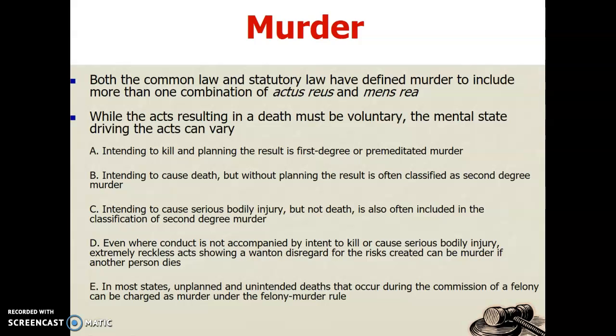In most states, unplanned or unintended deaths that occur during the commission of a felony can be charged under the felony murder rule. This is an important part. I do want you to hold on to the felony murder rule because you will see that come back up again. But essentially what that means is that you are driving a getaway car from a felony bank robbery. And you hit a car and you hit a passenger, you hit a pedestrian and you kill that pedestrian. Well, you did not premeditate that murder. However, because what you were doing was a felony, and in the commission of the felony that you're committing, you caused the death of another individual, you can be charged with murder under the felony murder rule.